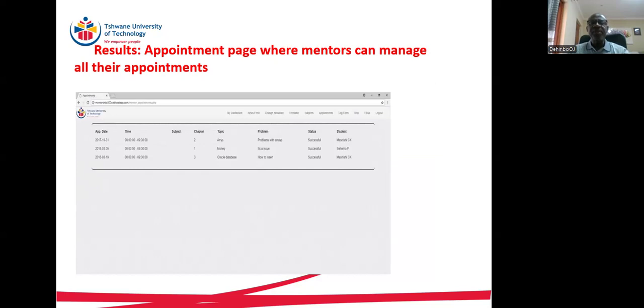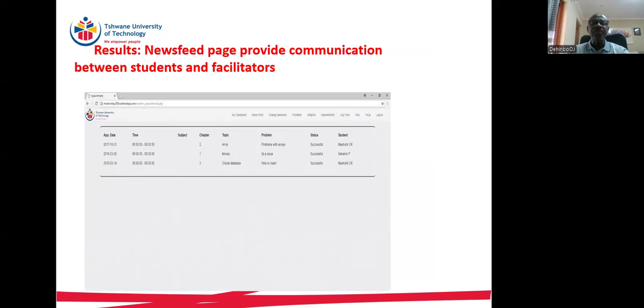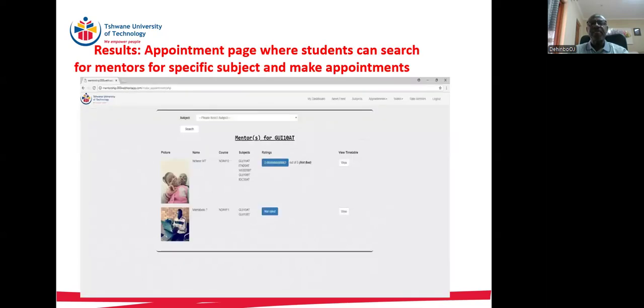And then we also have the appointment page where mentors can manage the appointments. For example, if they are not available at any particular time, they can easily use the system to indicate. And if they want to move an appointment to another time, they can do all that kind of management on this page. Also, the communication between the students and facilitators is documented on this particular page.